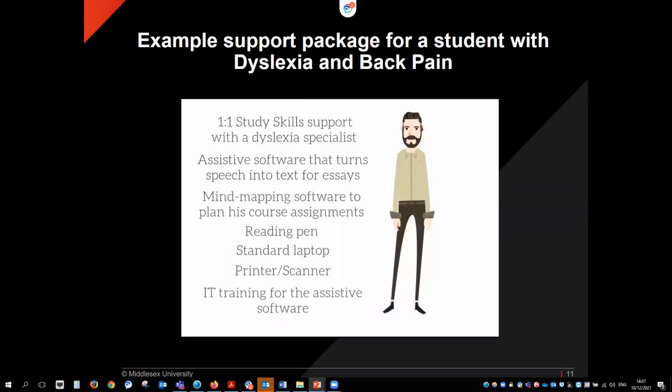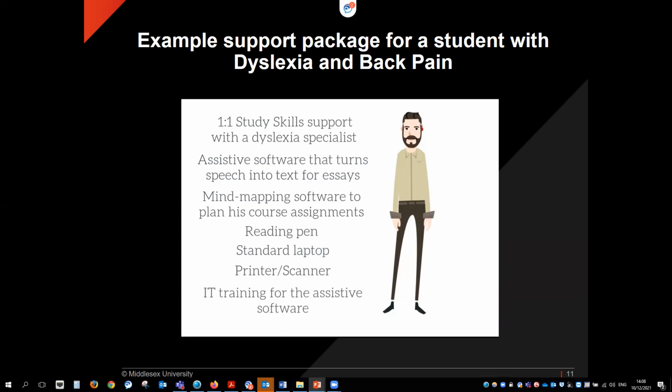So students obviously are likely to have more than one condition. And here we have an example of a student who has dyslexia and back pain. So this student, for example, would receive one-to-one study skills support with a dyslexia specialist who would meet the student weekly to talk about various strategies that the student might have to learn how to manage their condition.